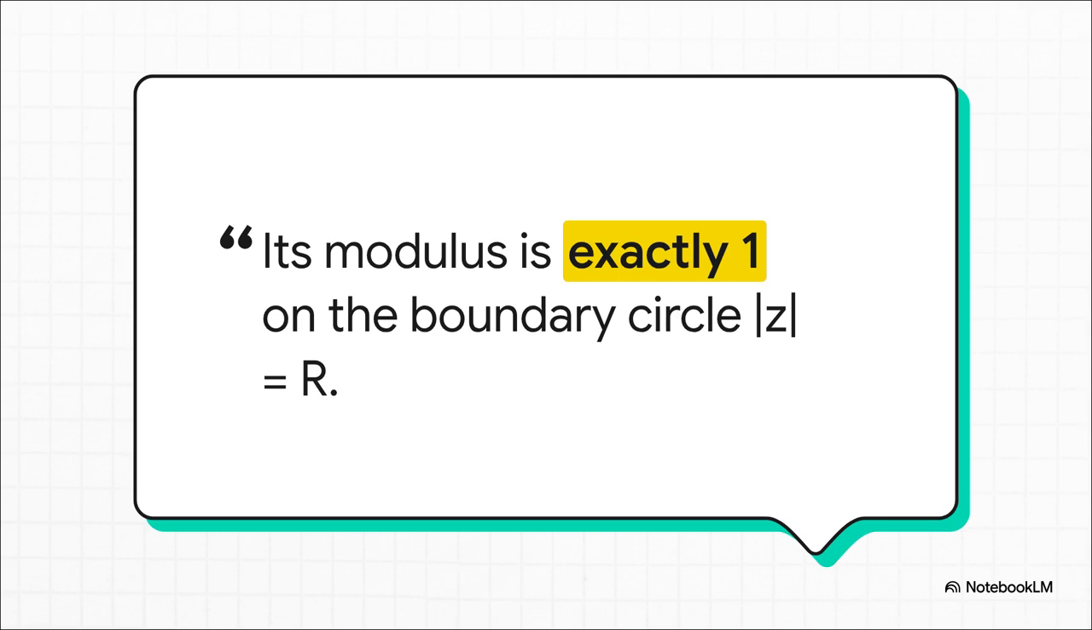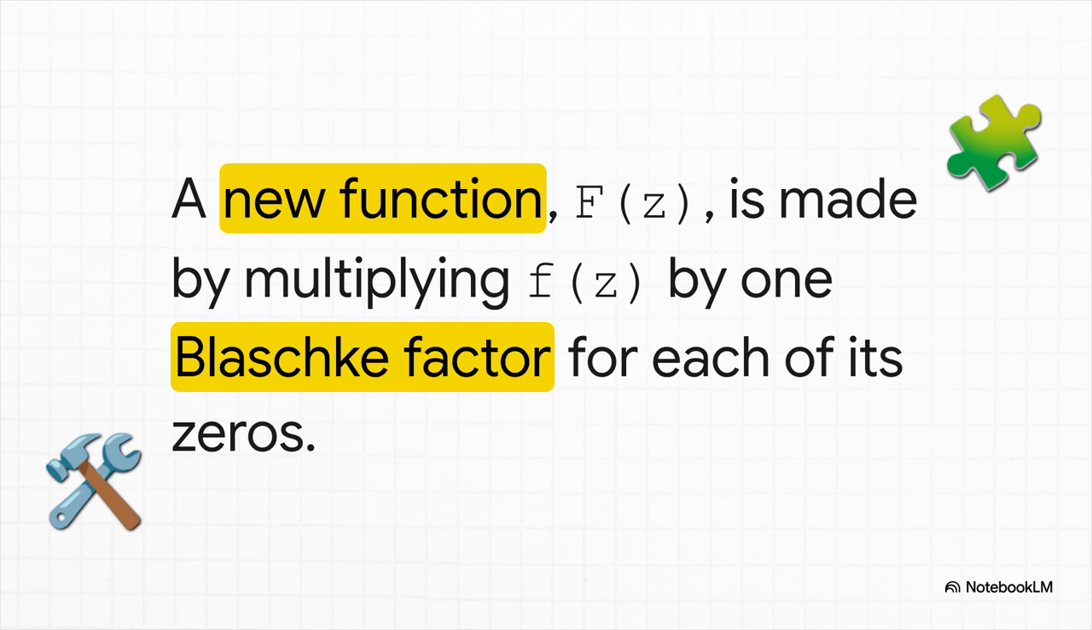Think about that. It means when we multiply our function by it, the function's size on the boundary doesn't change at all. It's like it's wearing an invisibility cloak, but only on the circle's edge. So here's the plan. We're going to build a brand new function. Let's call it a capital F of z. And we build it by taking our original function, f of z, and then for every single zero it has, we multiply it by one of these Blaschke factors. We're just hitting it with one factor for each zero we want to eliminate.